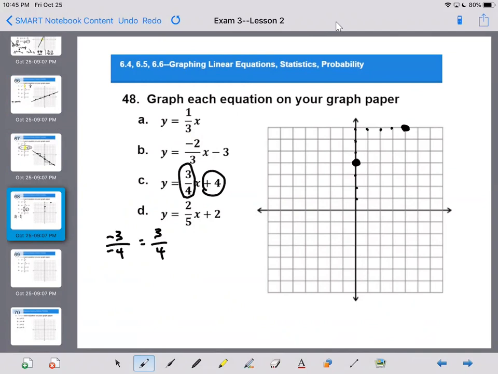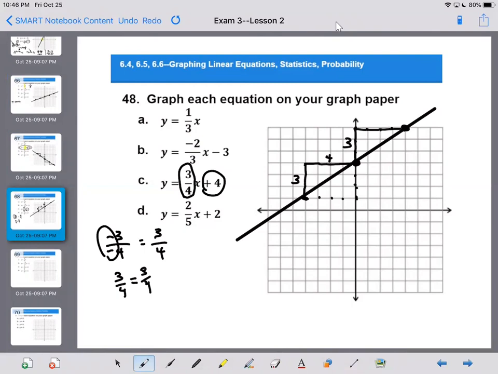Because what's a negative divided by negative? Well, that's a positive. So 3/4 is equal to 3/4. So I can go down 3 to the left 4, 1, 2, 3, 4, and it will still be on the same line. So you can see your slope triangle of up 3 and to the right 4.